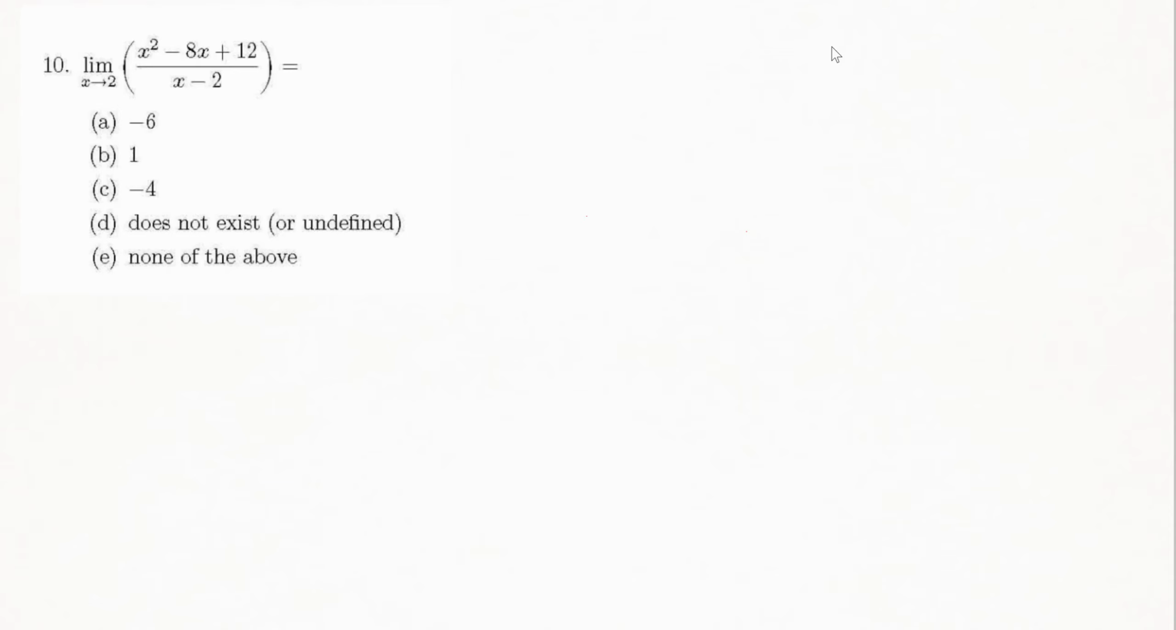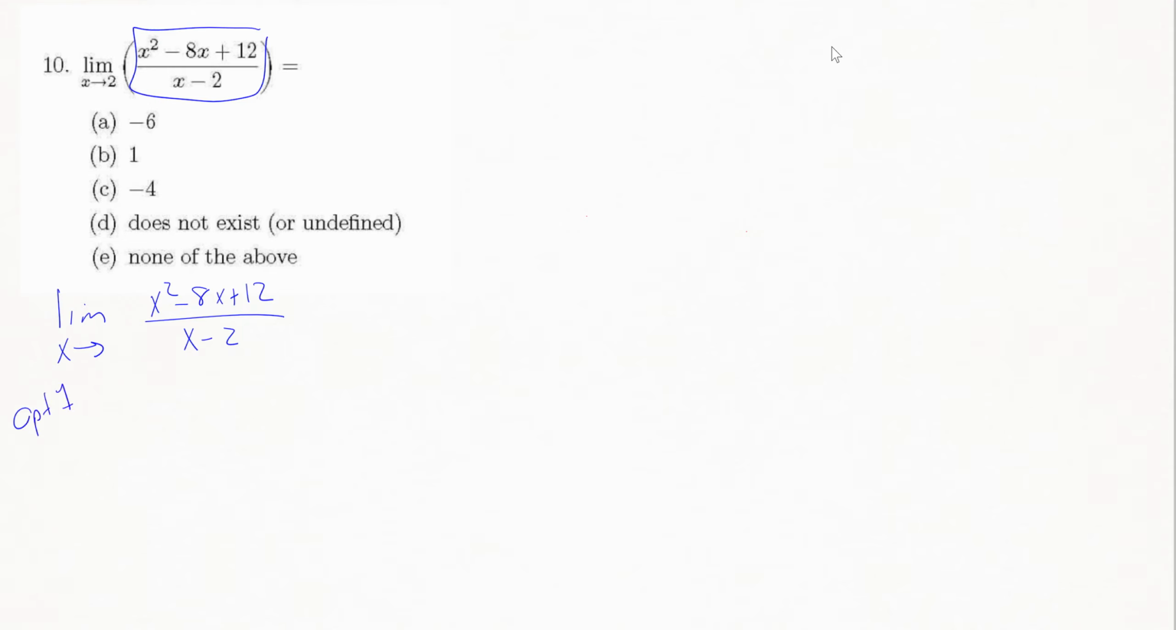Question 10 here is another limit problem, but instead of giving us an actual graph to work from, they want us to evaluate the limit with a given equation happening here. So this is asking us to find the limit as x approaches 2 of our f of x, which is x squared minus 8x plus 12 divided by x minus 2.